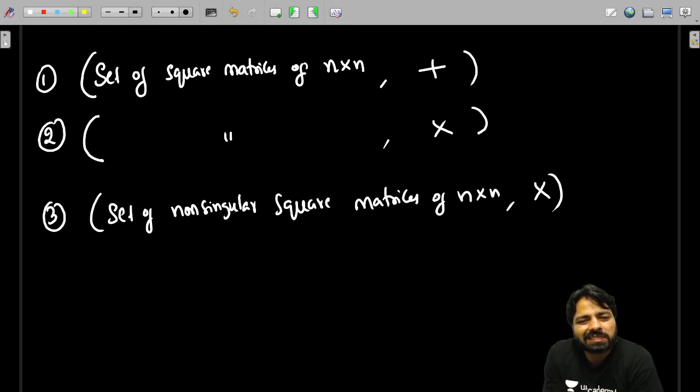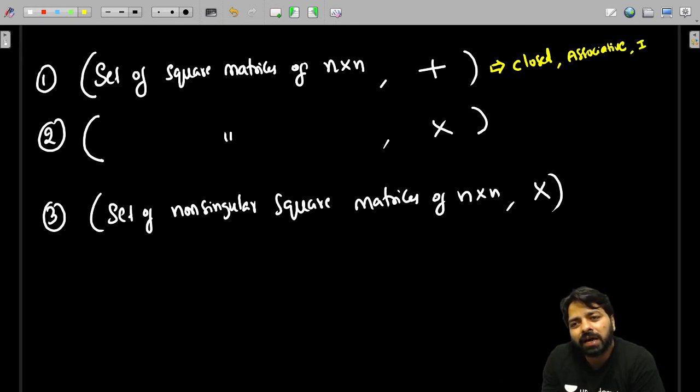Set of square matrices. Normal matrices also, if they have the same order, definitely it is closed. And you know, addition is associative. And who is the identity? Null matrix. The identity is a null matrix, all elements are 0. And inverse, but over which numbers?